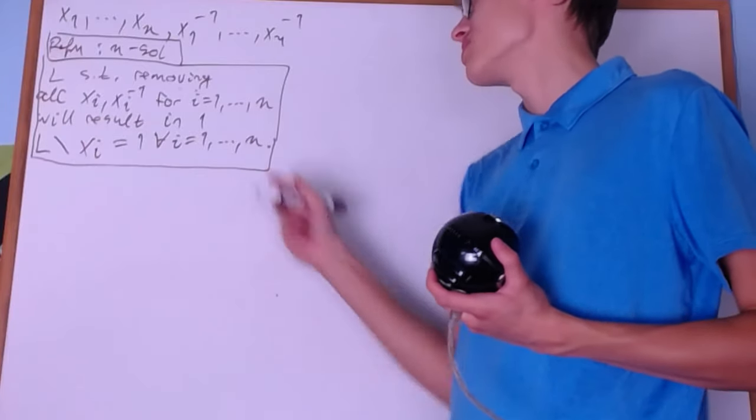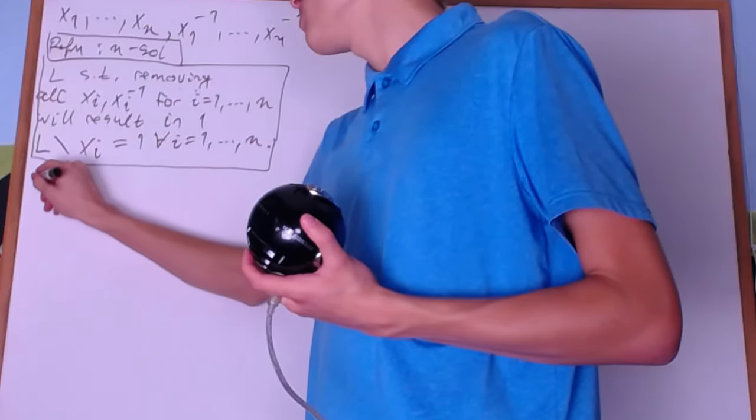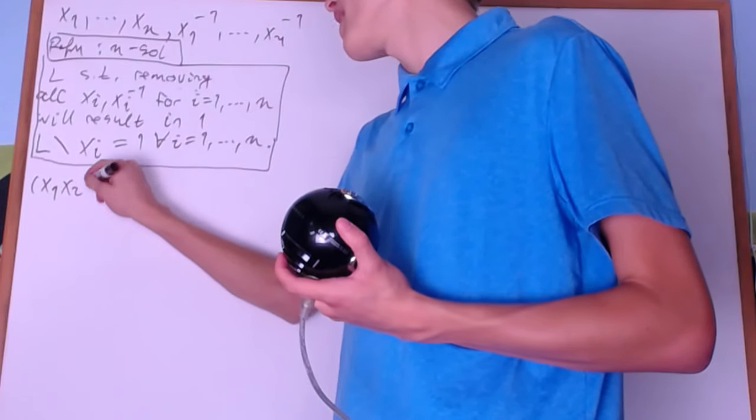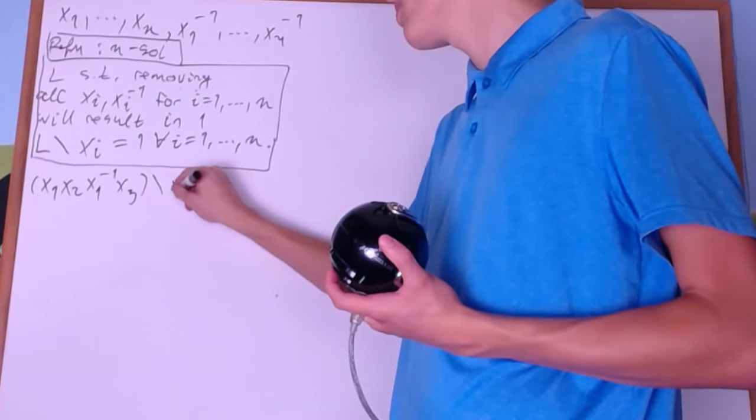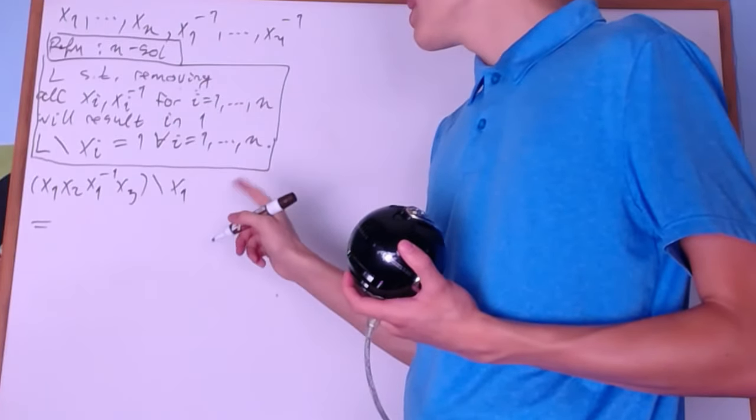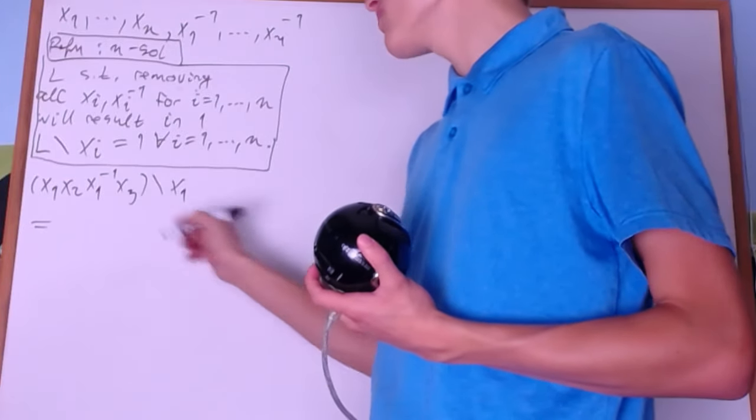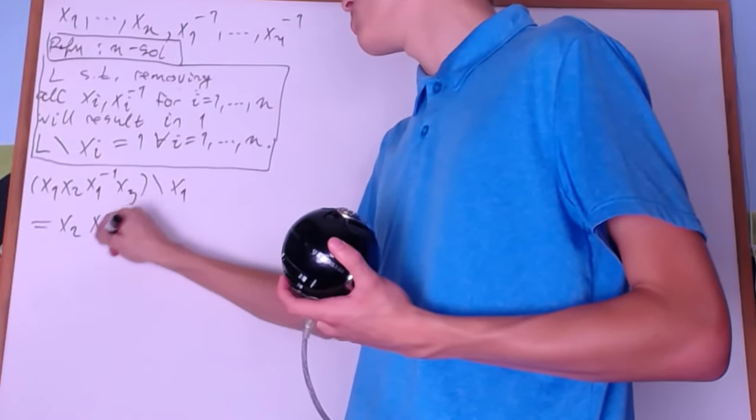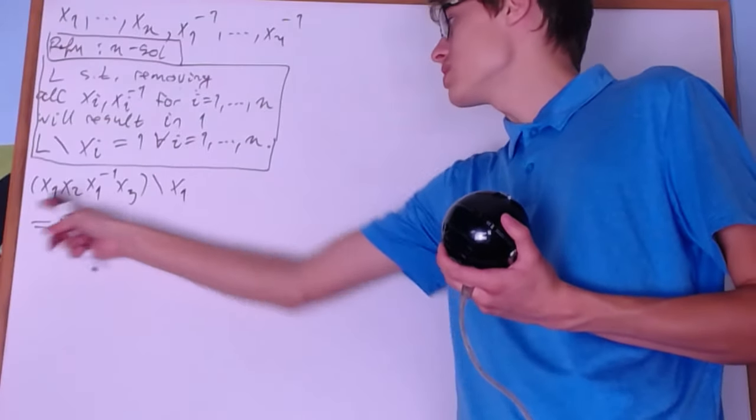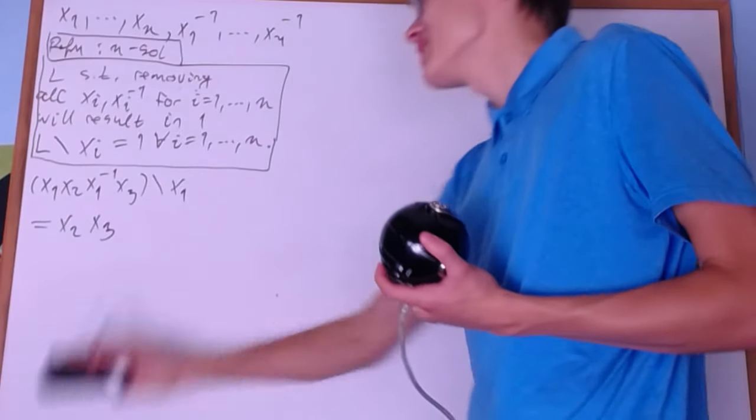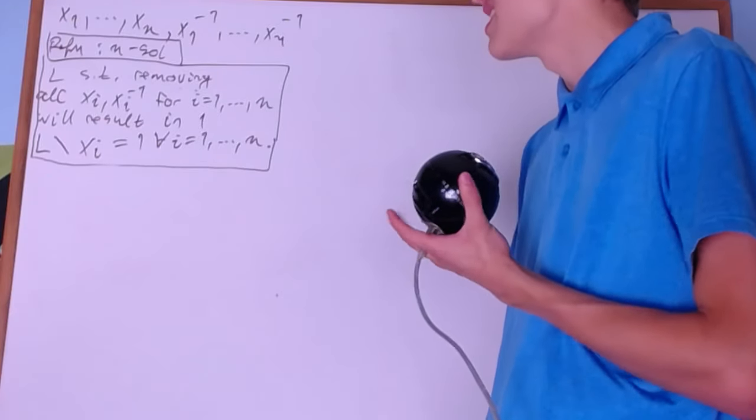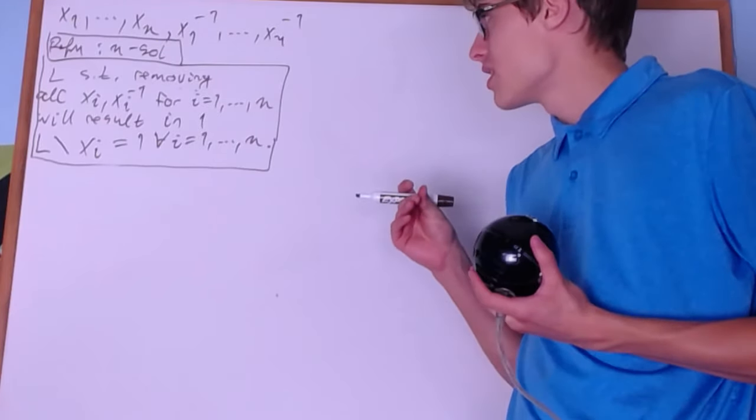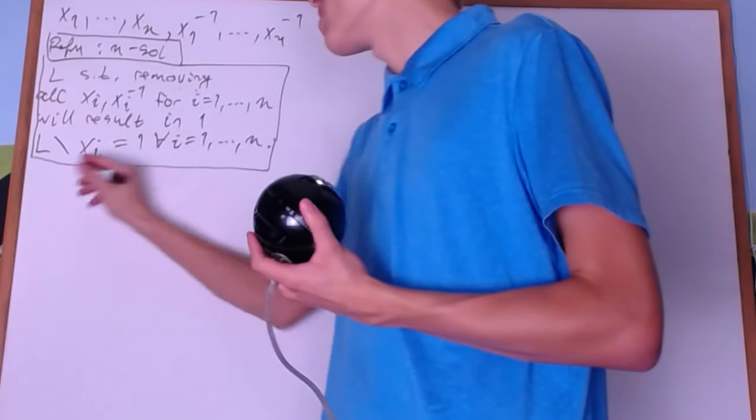Alright, now if you're confused by this notation, let's go ahead and do an example. If I were to do x1, x2, x1 inverse, x3, and I were to remove x1 from this, this would result in removing x1 and removing x1 inverse from it, which will give you x2, x3. And so that's what that notation of the backslash means. Now, is this standard notation? I don't think it is, but it's the notation I'm going to use because I couldn't think of any better notation.